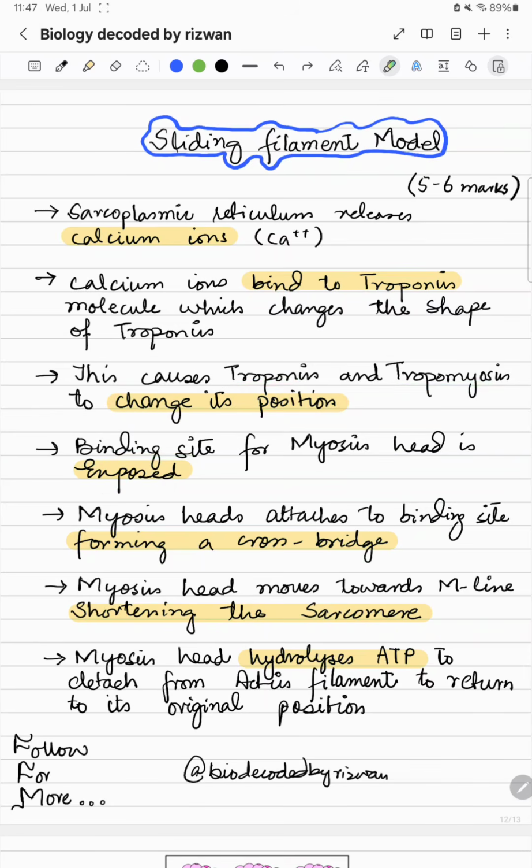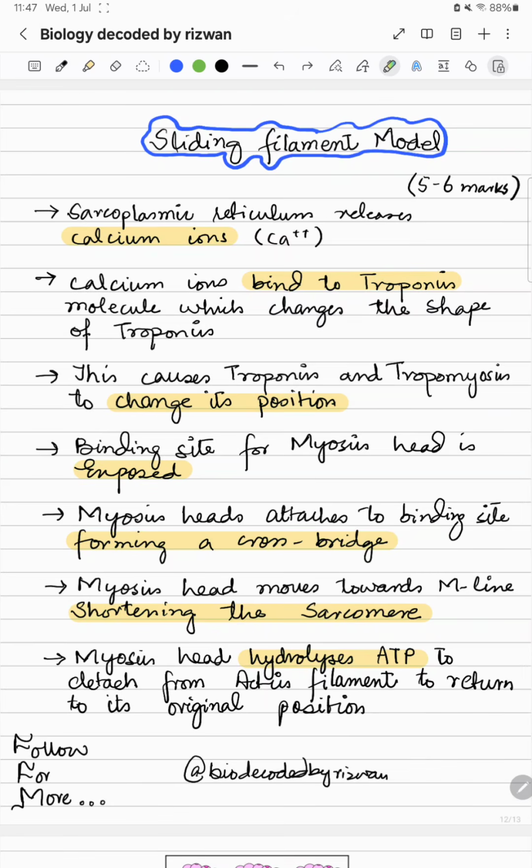As soon as that binding site is available, the myosin head binds to that binding site and forms a cross bridge. Remember that this cross bridge is formed between the actin and myosin filament. After that, the myosin head tilts or moves towards the M line, which is going to shorten the sarcomere. Now remember that muscular contraction is all about shortening the sarcomere.